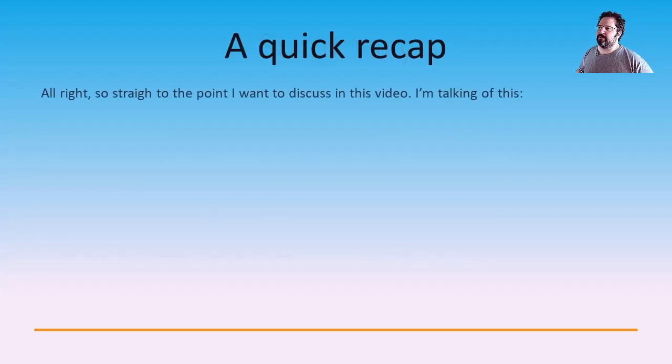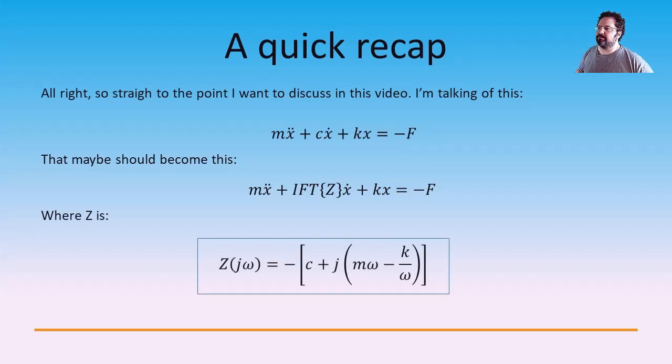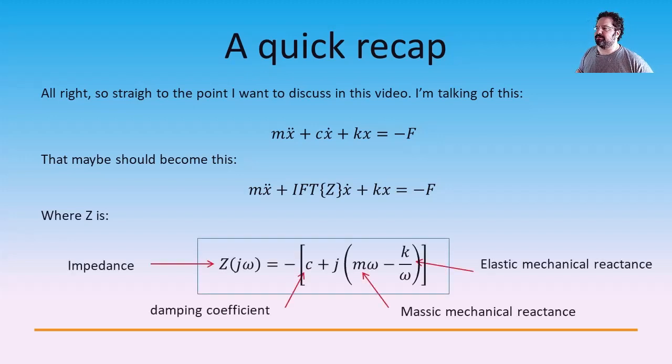A quick recap. Straight to the point, I want to discuss in this video this equation of motion that maybe should become this one, where in place of the damping coefficient there's the inverse Fourier transform of impedance, where zeta is this one, that is impedance, which is the damping coefficient and the two mechanical reactances. I talked about it in a previous video that I will link in the description or maybe in the upper right corner.